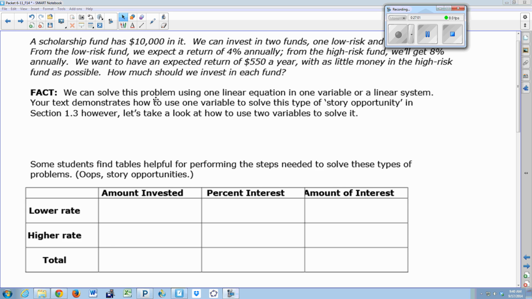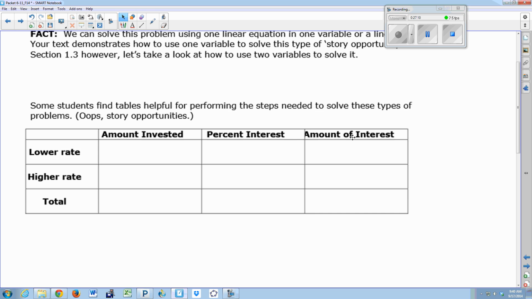I think everybody successfully got through the scholarship problem. Again, what the table does, once you label the table right here, you're basically defining your variables. So for those of you who don't like writing that out, if you just put in the column names and the row names, then you've defined your variables. And what's really nice is it gives you a really nice structure for coming up with your two equations.